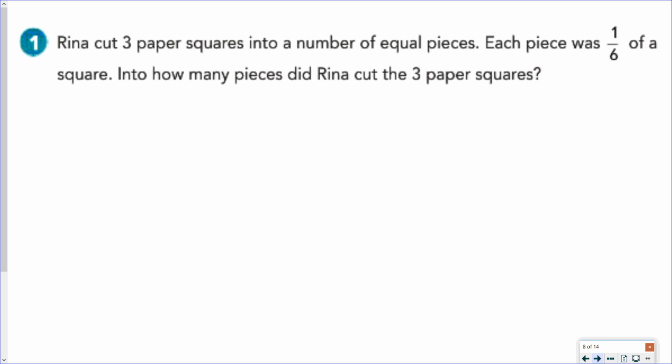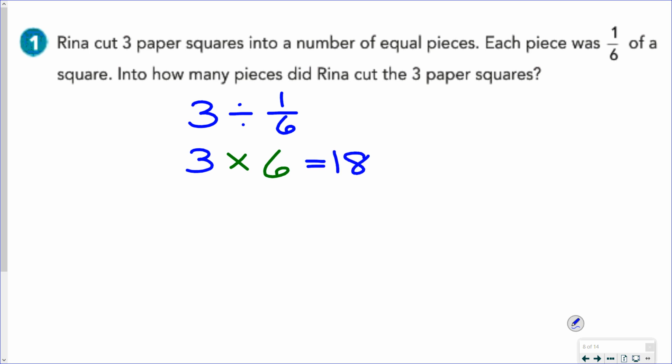Rena cut 3 paper squares into a number of equal pieces. Each piece was 1/6 of a square. Into how many pieces did Rena cut the 3 paper squares? So again, we're taking those 3 squares and breaking them down into smaller pieces, which tells us we're going to divide. So we would have 3 divided by 1/6. We keep the 3, change our division to multiplication, use the reciprocal of 1/6, which is 6. And then we take 3 times 6, which is 18. And it'd be 18 pieces, since it says into how many pieces did she cut the 3 paper squares.